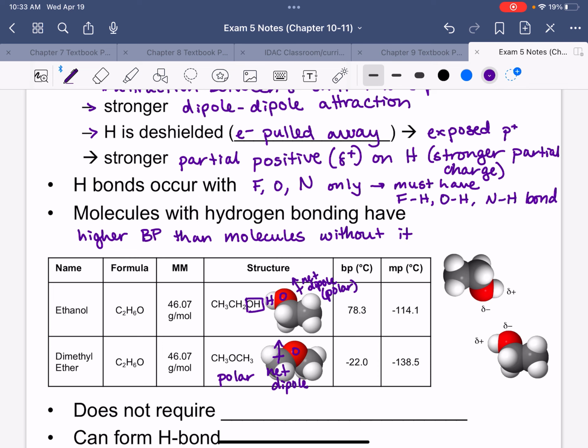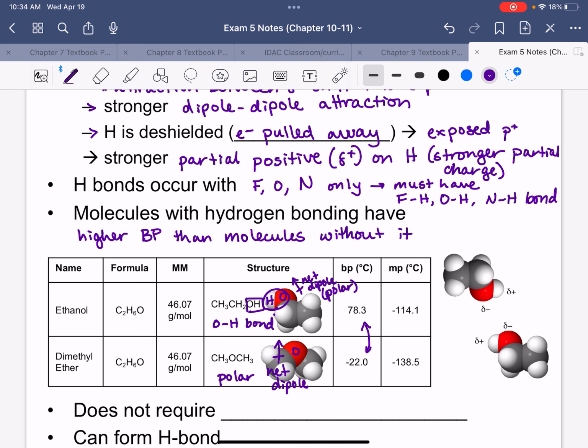But what's the difference between these molecules? The difference is here we have H connected to O. Because we have H connected to O, meaning we have an OH bond, we can do hydrogen bonding. And look at the difference in the boiling point. Almost 100 degrees different, even though they're both polar, even though they have the same molar mass. Look at how different the boiling point is, and that tells you about the strength of that hydrogen bonding attraction between those different molecules.